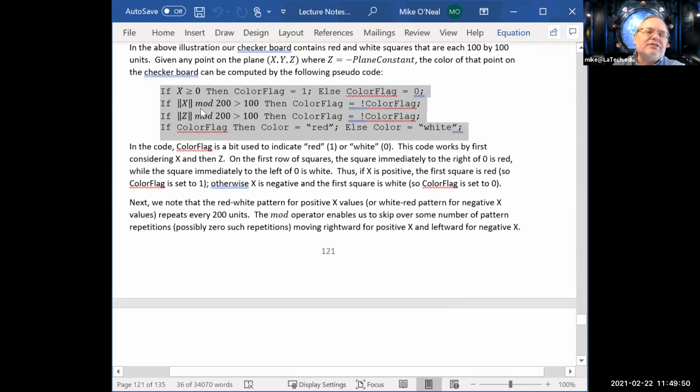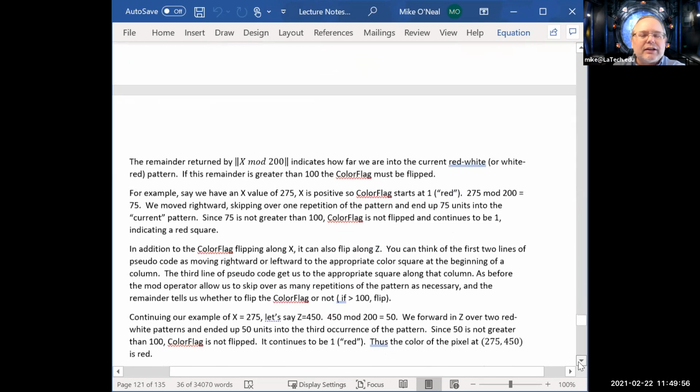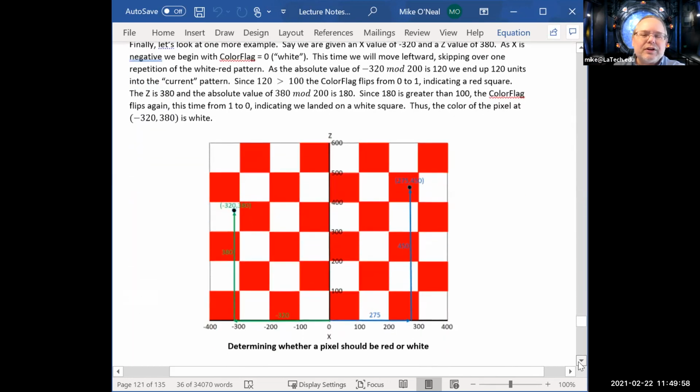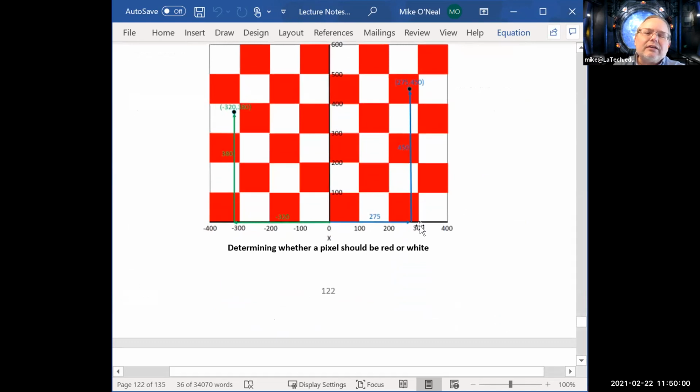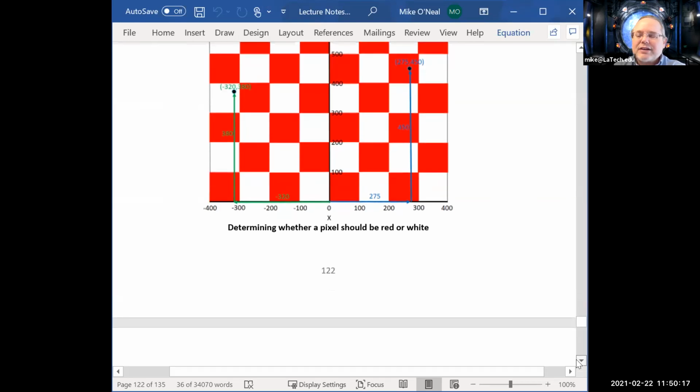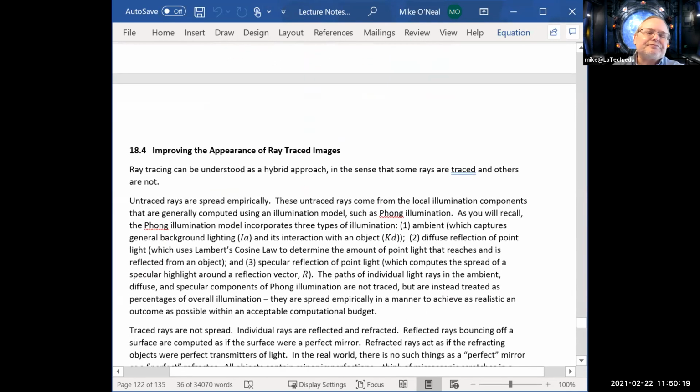Okay, and so these little 4 lines of code would return the color red and the color white, depending on what square you're on. And if you want to look at it, I actually run through some more numbers where I look at 275, 450, and you can see I go over 275, that means it's on the red, and then I go up 450. So if you're having a little trouble with it, I worked out 2 examples so you can see exactly what that code is doing. Okay, that's how you get the checkerboard.